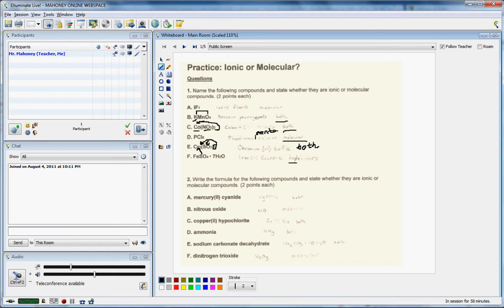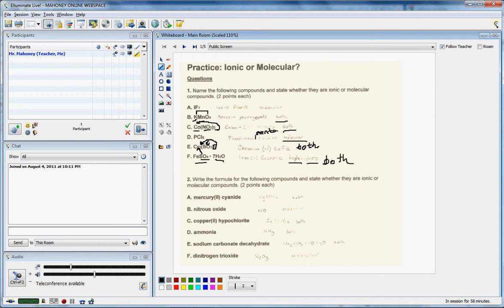All right, so we have iron 2 sulfate, but we have to know this heptahydrate. That means it's just surrounded by 7 water molecules, so they couldn't remove all the water from it. We have molecular here, we have ionic here, as well as the sulfate being molecular. So this is again going to be both.